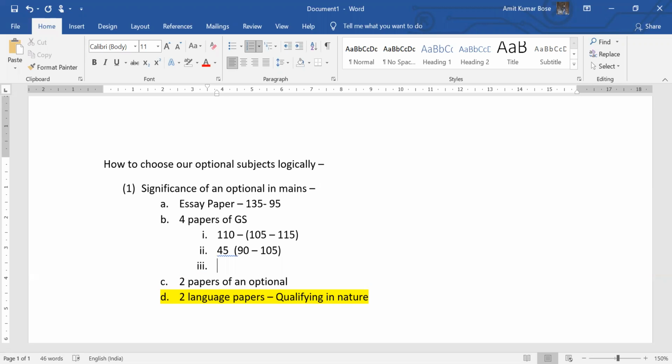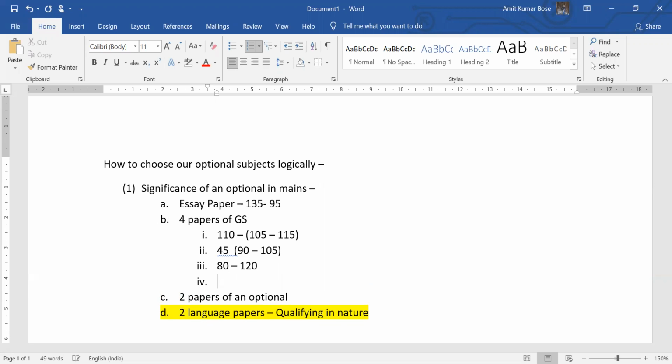Right? The next one, GS mains paper 3. In GS mains paper 3, normally a person still scores considerably nicely, something to the tune of 80 to 120. This one varies. And again, the last paper, that is the ethics, integrity, and aptitude paper. Again, I'm looking at a paper which will be giving us some kind of average marks. Something to the tune of 110 again.